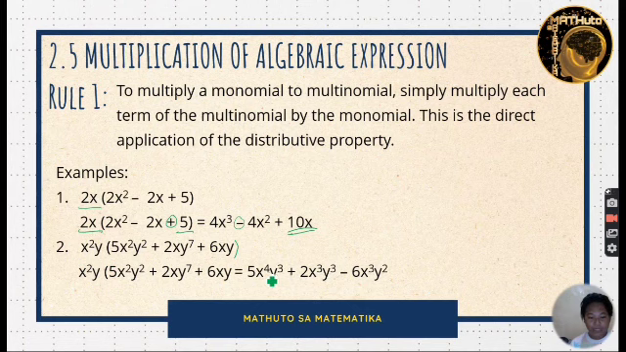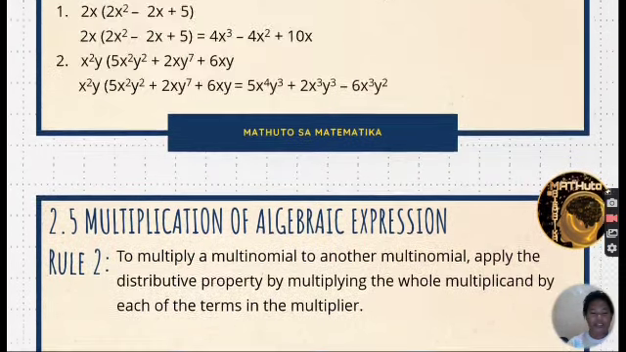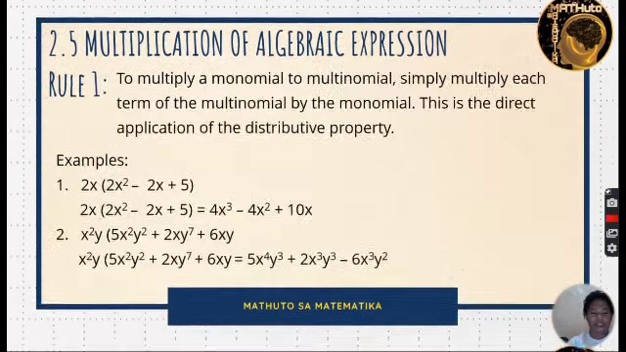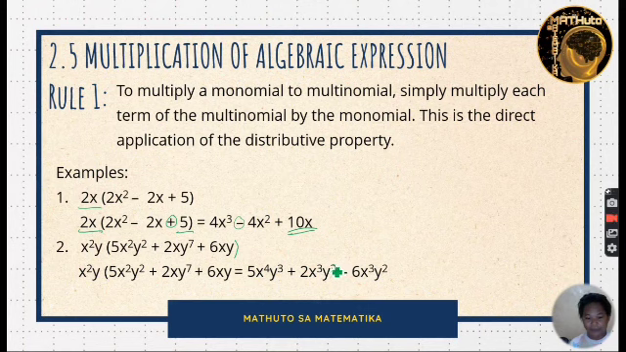So, magiging 2x squared ay 2x cubed since 2 plus 1 is 3. Then 1 plus 7 for y, dapat po ito ay 8. So, we have 2x cubed y to the 8th power.